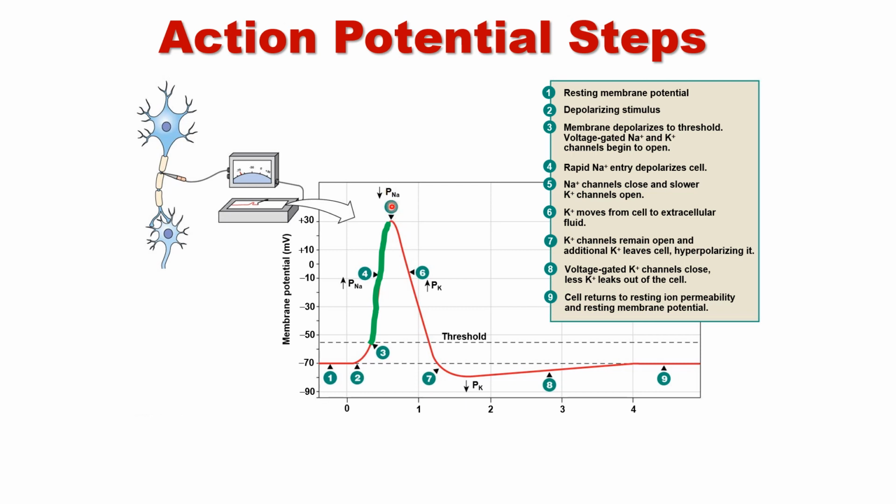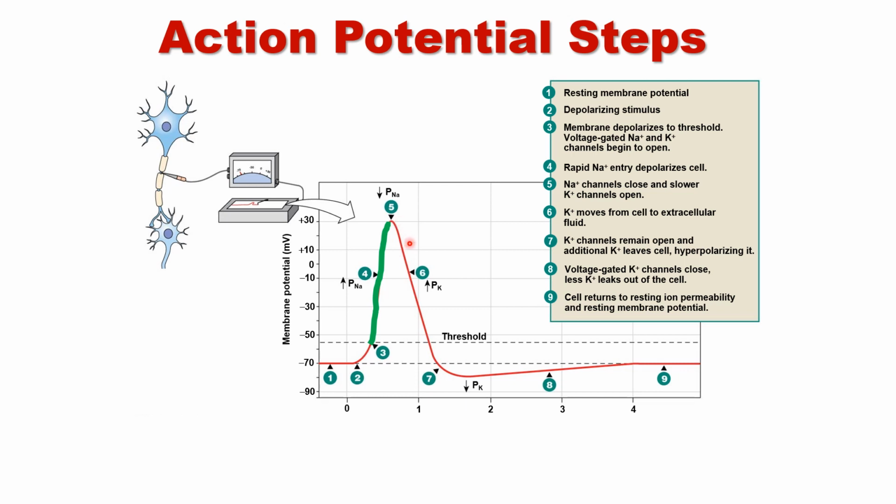When we hit that plus 30, those voltage-gated sodium channels close. That's why we have a down arrow. The P stands for permeability or permissibility. The permeability rises as we let sodium in. Then when we hit plus 30, those channels shut, and the permeability to sodium drops to basically zero, okay?